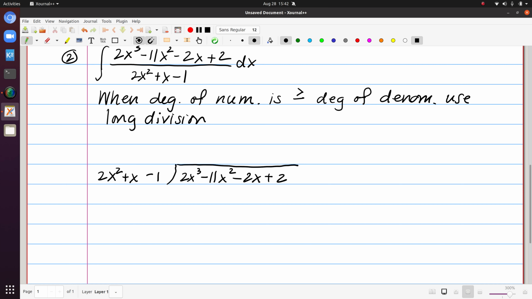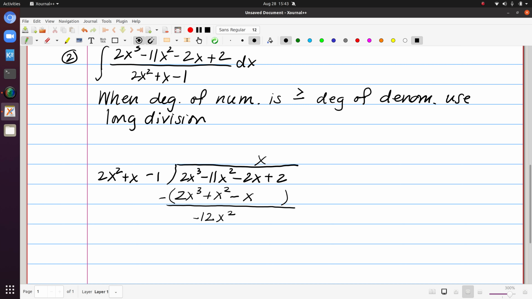So in order to do this, I start by taking this denominator and thinking, what would I have to multiply it by so that its first term matched this 2x cubed? We'd have to multiply by x. So I put x up there, and then I actually do multiply that. x times the denominator would give me 2x cubed plus x squared minus x. So we want to take this and subtract it from the numerator. The cubic terms will cancel. We'll be left with negative 12x squared.